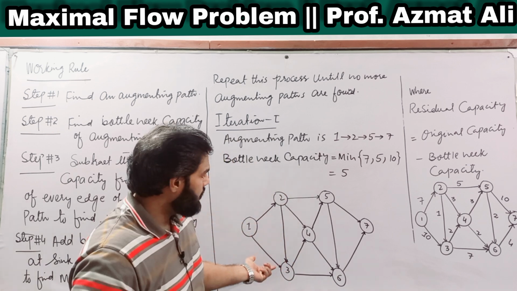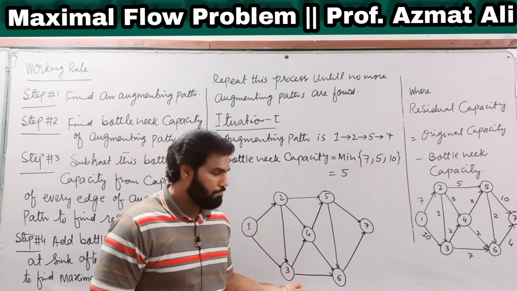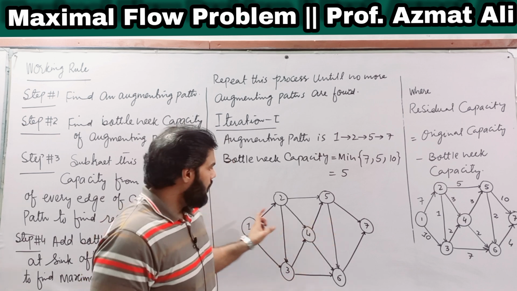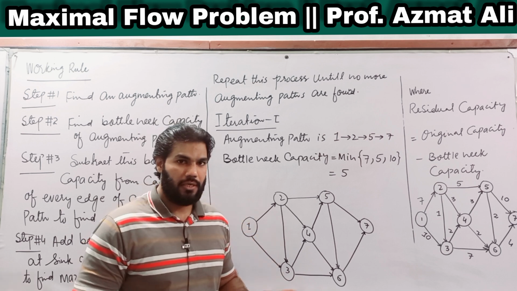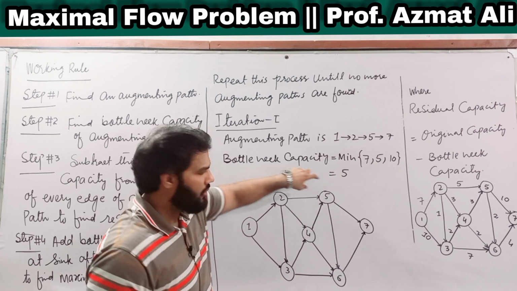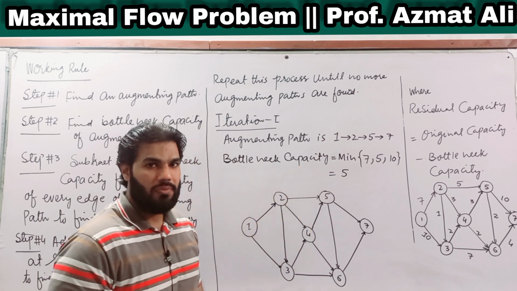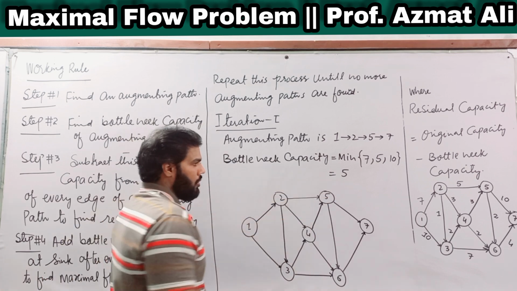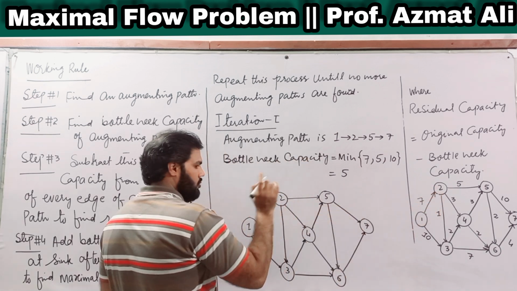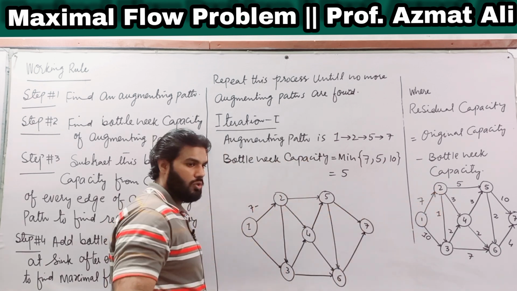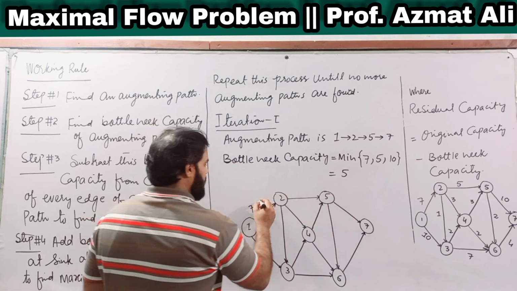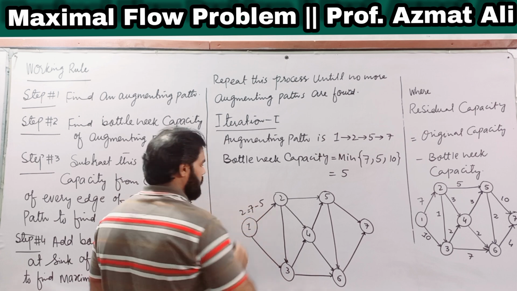So this is the original figure. Now we update this figure as all the capacities that are in the augmenting path will be changed. That will be the residual capacity. Here the capacity of node 1 to 2 is 7 units. So the residual capacity, which is actually the difference of the capacity minus bottleneck capacity, is 7 minus 5, which is equal to 2.